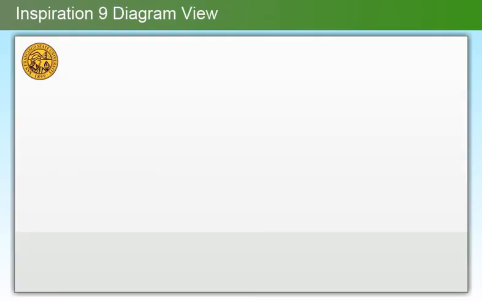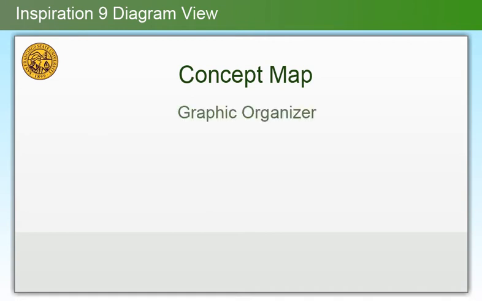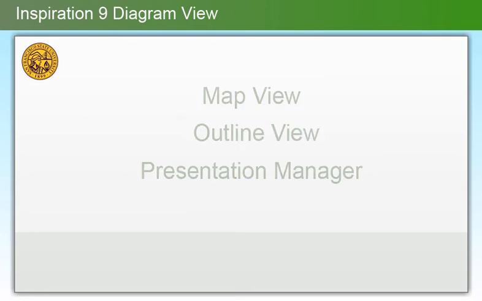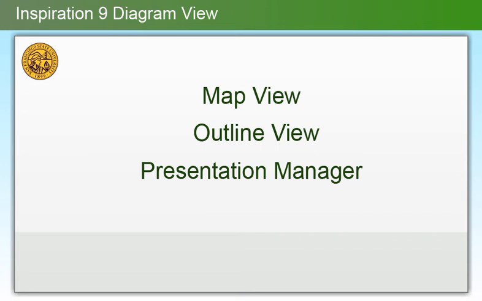We'll be using the Inspiration software diagram view to develop a concept map. A concept map is a type of graphic organizer that visually depicts suggested relationships between concepts, often connected with an action word or phrase to describe the relationship. This will be the focus of our tutorial, but Inspiration 9 also has other features that we'll briefly cover, including a map view, outline view, and a presentation manager.